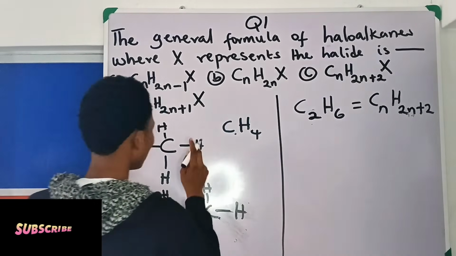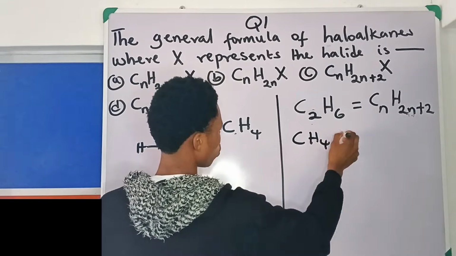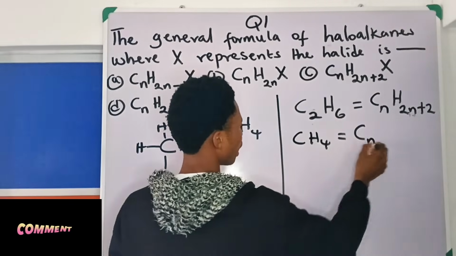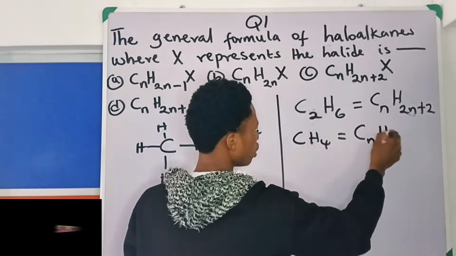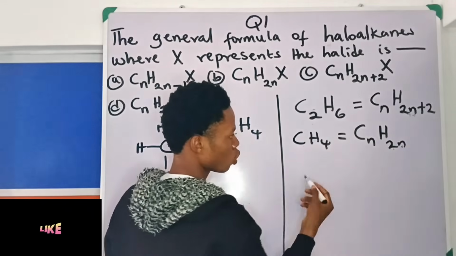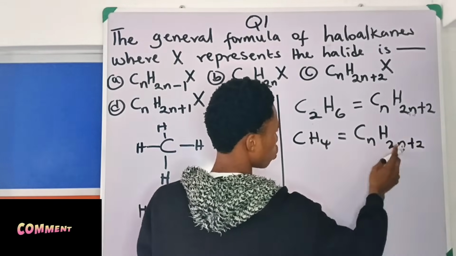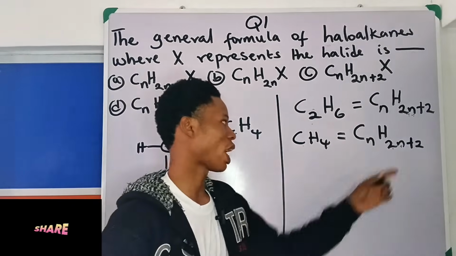If you want me to test again, let me test with this one, CH4. This will be Cn. Our n here is what? 1. So here we'll be having H2n. 2 times n, our n is 1. 2 times 1 is what? 2. Then plus 2. So that will give us 4. So you see we have the same formula. So this is the general formula of alkanes.